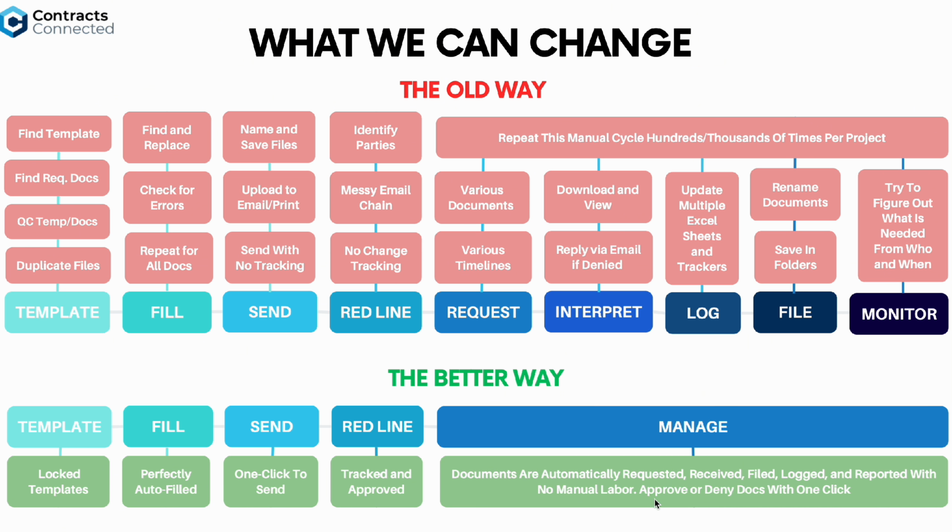There's no manual labor, and you approve or deny the documents that are submitted by your vendors with just one click. And that one click will simultaneously file them away and update your tracker, so you don't have to do any additional work. This system is automating all of the construction contract documents processes and back office operations, and we're excited to show you guys the better way.